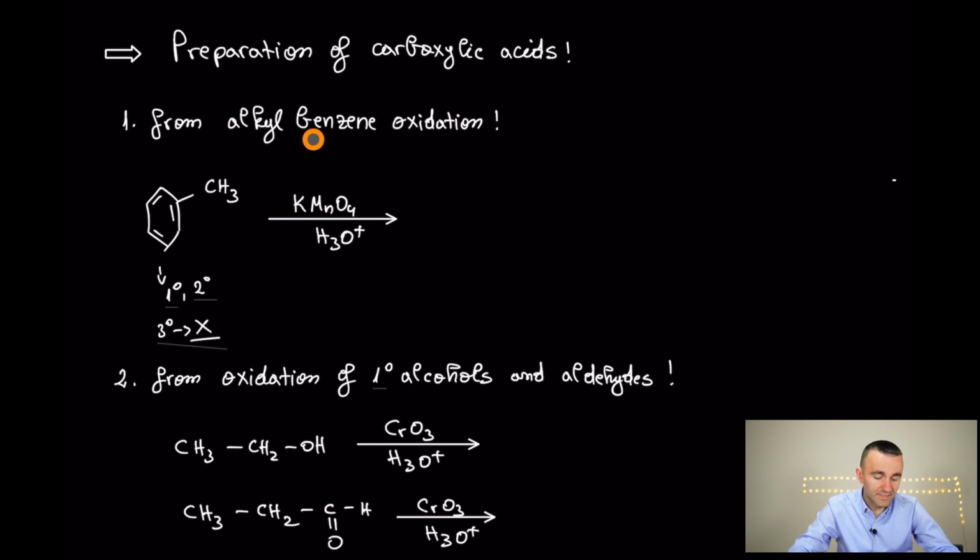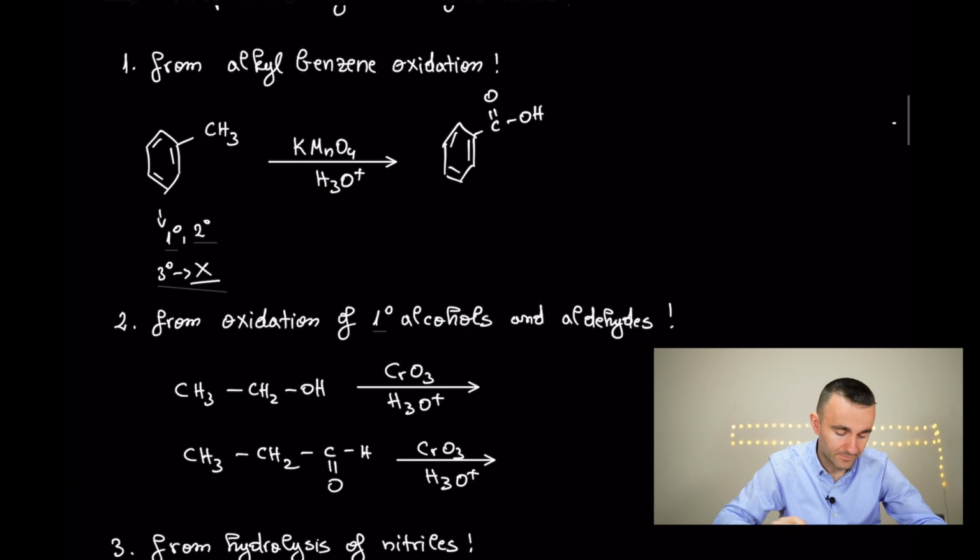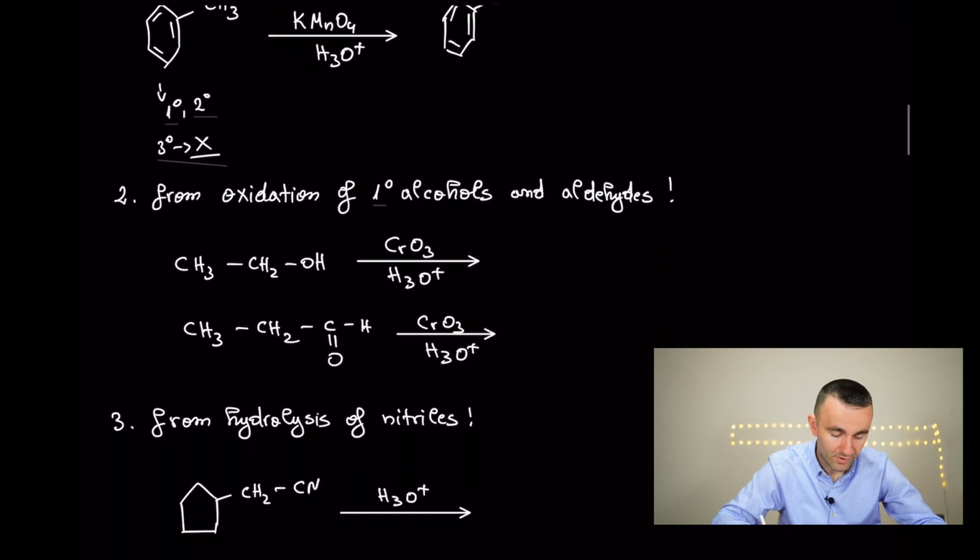From alkyl benzene oxidation, it can have more than just CH2, CH3; at the end it is going to give only benzoic acid. It works best for primary and secondary, but not with tertiary carbons. So the product here is going to be benzoic acid, right? With potassium permanganate. Let's move to the second one, from oxidation of primary alcohols and aldehydes.